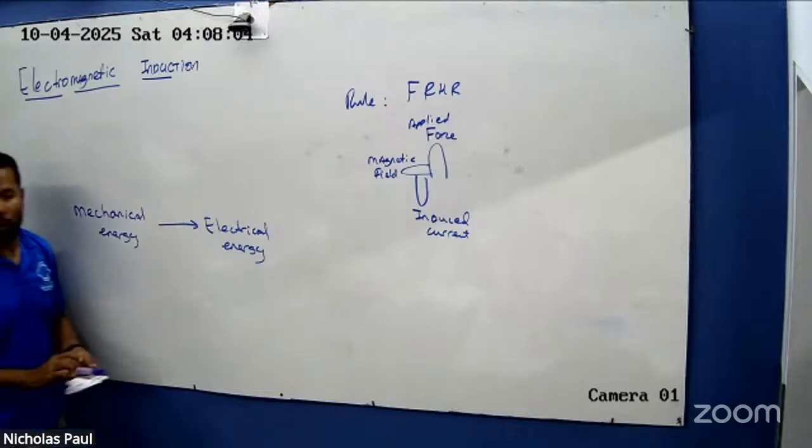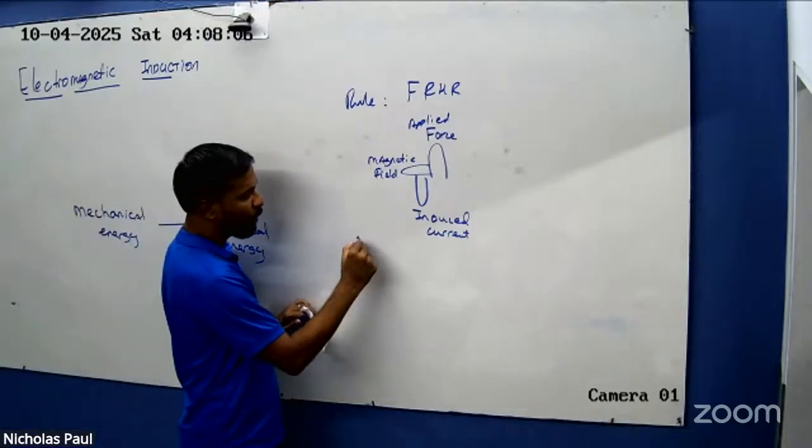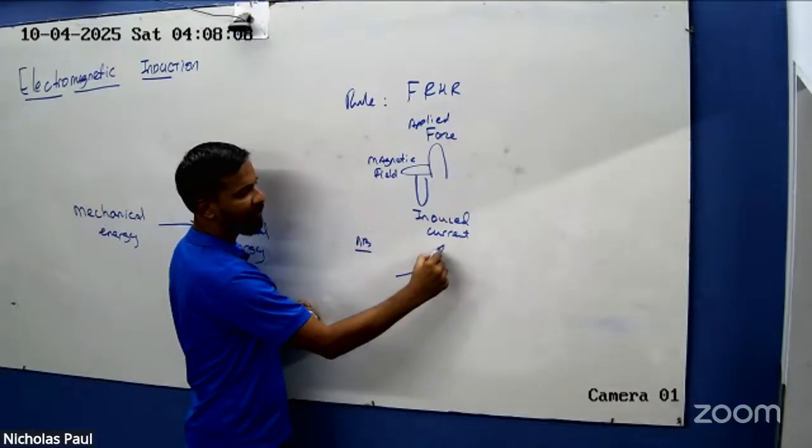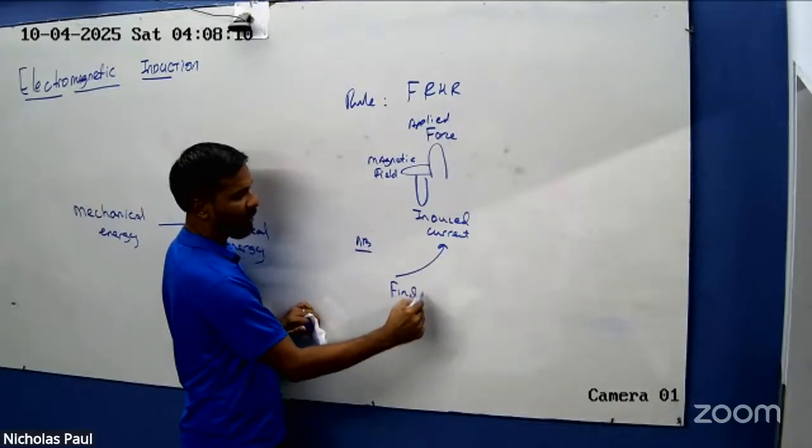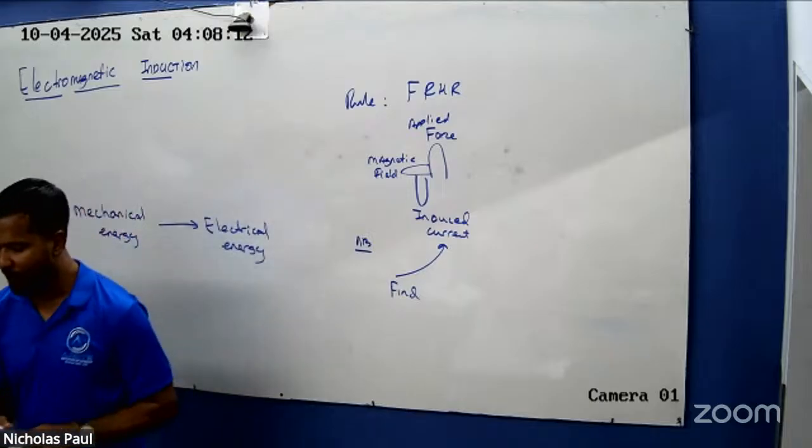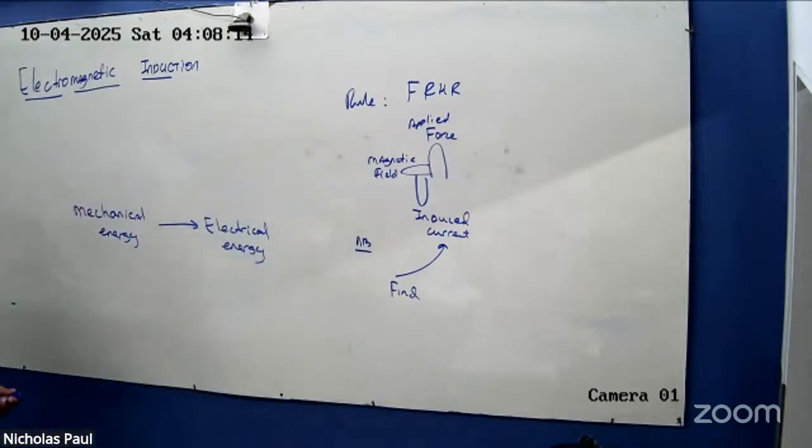Make a note that we're trying to find this, so you'll know which finger you're trying to find. In the left hand rule, we're trying to find the thumb. In the right hand rule, we're trying to find the middle finger.